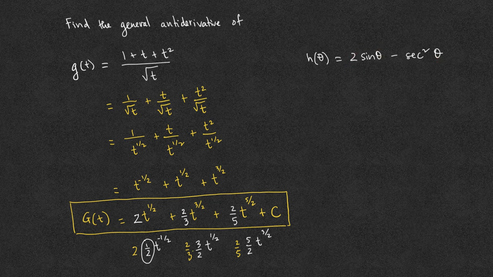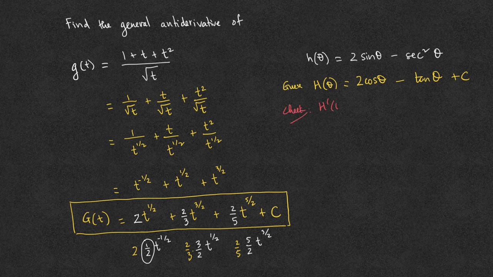so we would need to find an antiderivative for each of the terms, so that when we take the derivative, we have 2 sine of theta. First, we guess. Our guess is that the capital H of theta is 2 cosine of theta minus tangent of theta, because the derivative of tangent of theta is secant squared theta. But again, with any guess, we need to check this.